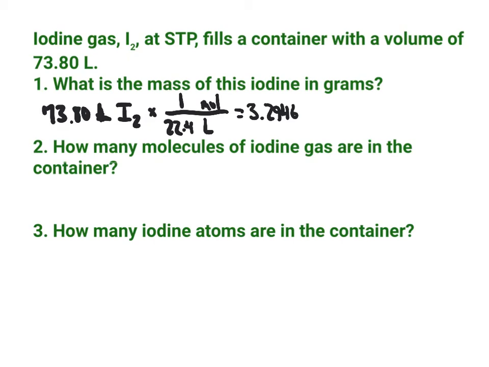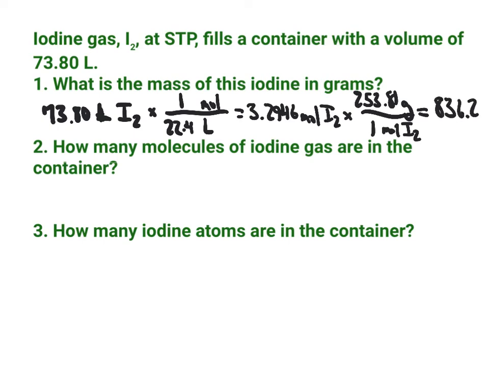But this is actually not mass of iodine. This is moles of iodine, so we're going to have to convert it to grams. The way we do that is we multiply it by the molar mass. I know if I have 1 mole of iodine, getting rid of moles, I've got to look it up in the periodic table. So the mass is 126.905 times 2, because there's 2 iodines, so it's 253.81 grams. And when I multiply that out times 3.2946, I get 836.2 grams of iodine in this container.